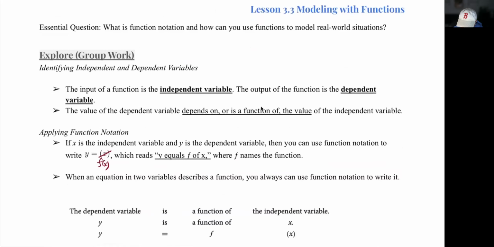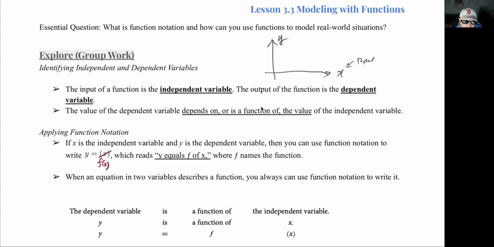So 3.3, Modeling with Functions, right? Let's start with the basic definition. The input of the function is the independent variable, and the output of the function is the dependent variable. Over here, guys. So on a graph such as an XY coordinate system, any input is the input or the domain. So the x-axis is usually considered the independent variable because that's the input. And the output depends on what the input is, right?